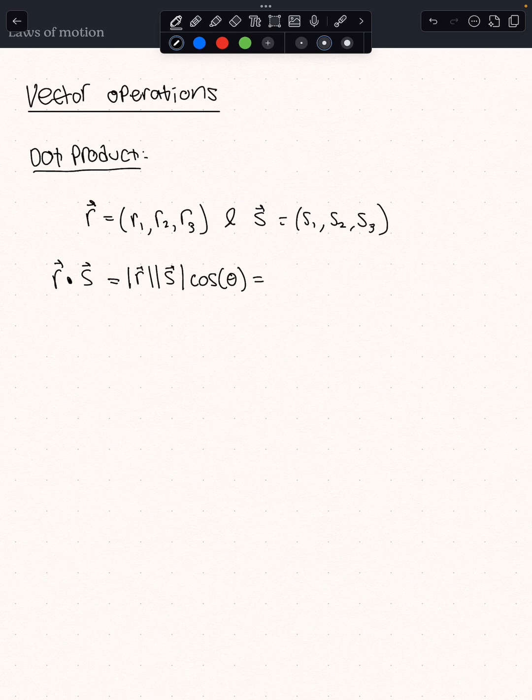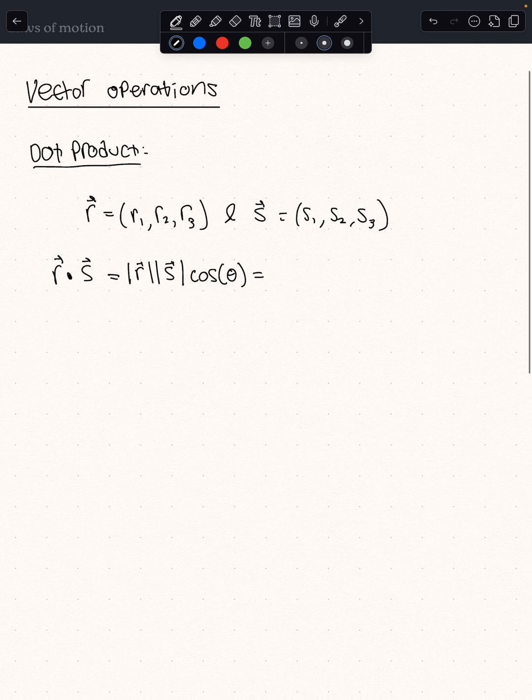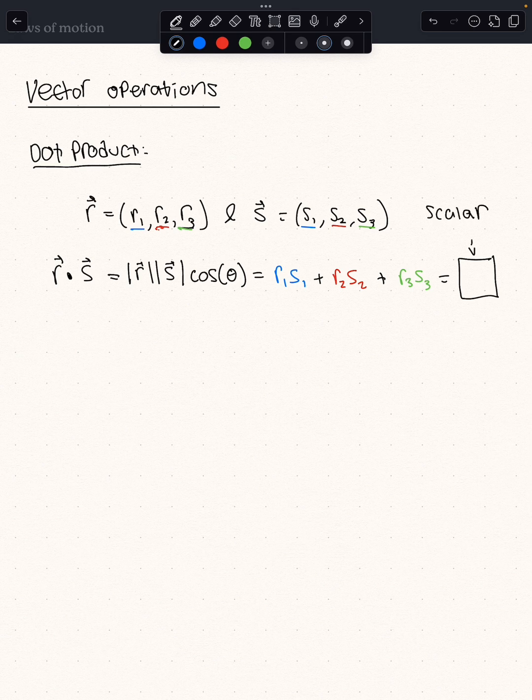Or what you can do is just multiply them component-wise. So you would have R1 multiplied by S1, plus R2 times S2, and then plus R3 times S3. And this is going to give out some number, which is going to be a scalar, so just a number, no direction. Scalar.